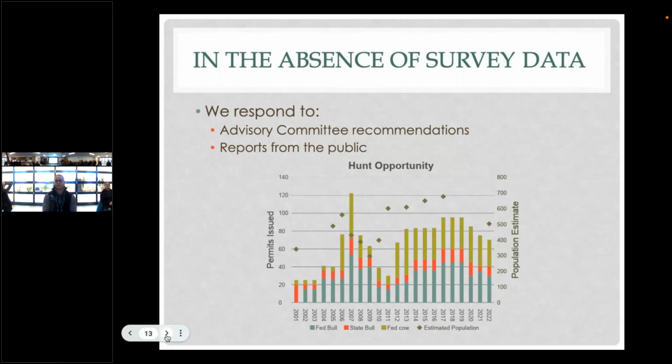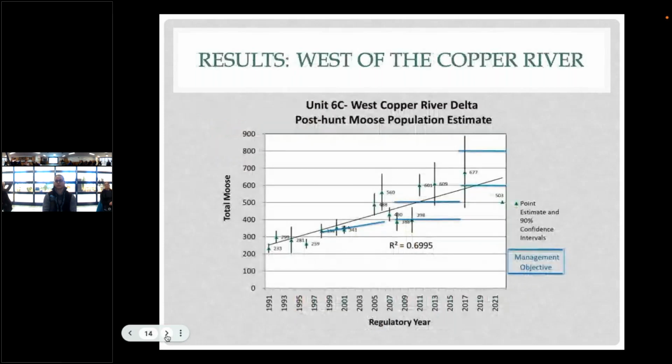So let's put this population estimate in context. The West Delta estimate is about 500 moose, and that is below our population objective. The objective here is shown between 600 and 800. The important thing to note about this is there are confidence intervals for the survey, but they're so tight that they're obscured by that marker because they're from 497 to 510. So they're just underneath that triangle, basically.